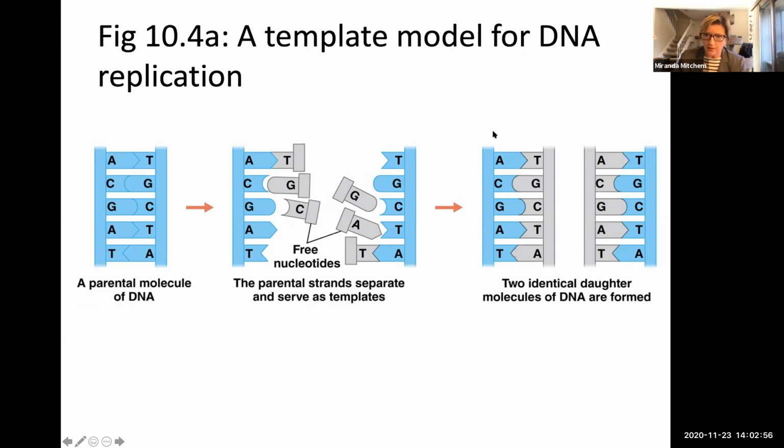Now, each molecule has one parent strand in blue and a newly synthesized DNA strand, daughter DNA, shown here in gray. So we consider DNA replication to be semi-conservative. What that means is that the new DNA has part of the old and part of the new.